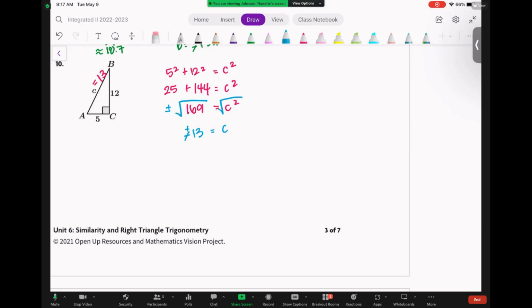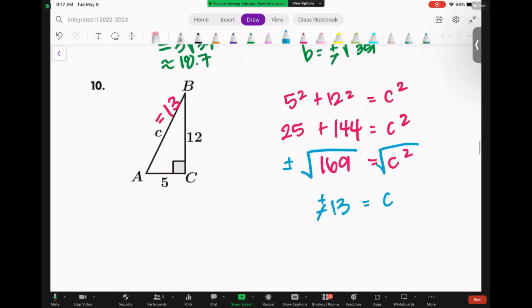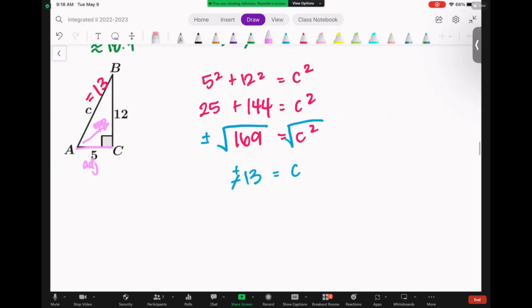Now I have to find angle A and angle B, which I don't know. So I'm going to start off with A. I'm looking at what they gave me, and they gave me my opposite side and my adjacent side, right? And you're thinking SOH CAH TOA, and which one gives me opposite and adjacent? You're like, oh, it's tangent, right? Some of you are getting better at this every single time. So I'm going to go with tangent of A, and I could just write that A like that. So tangent of A is 12 over 5.